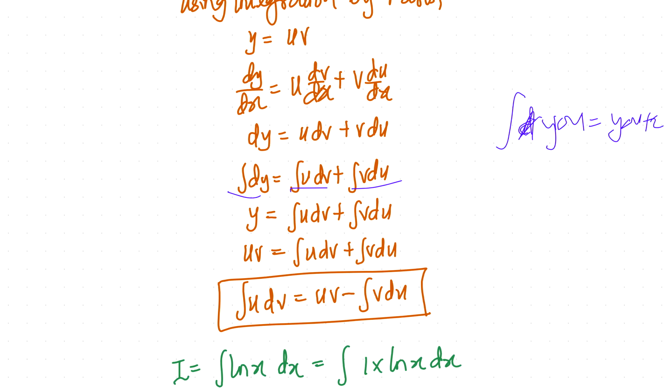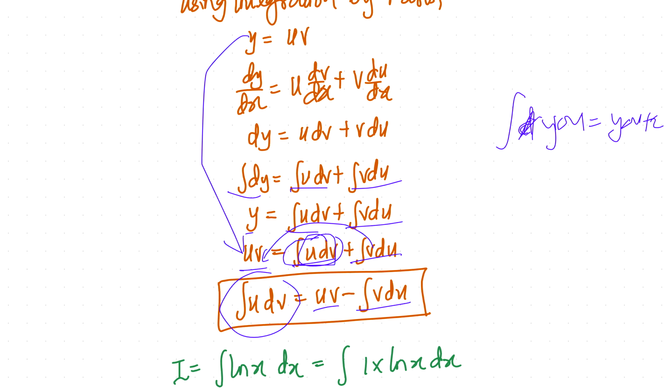Remember that y is actually uv, so you can put the value of y, which is uv, here. So it means you have uv equals the integral of u dv plus the integral of v du. From here, you can make the integral of u dv the subject of the formula. So that's the integral of u dv equals uv minus the integral of v du. That means you moved this here. Now, why did I have to do all this?